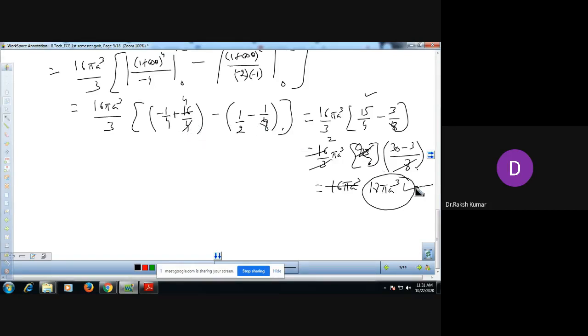वैसे अब ठीक है. It is good. There is no mistake left here. So you have substituted the limits and getting this. This is the volume of solids of revolution.